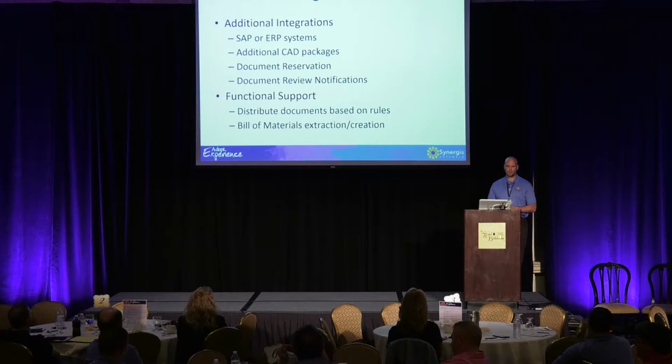Other functional support: you can distribute documents based on specific rules that you have. Some folks are bringing in documents to their system from multiple different vendors, and maybe they want to make sure that the document goes to a specific library that that vendor actually has access to. So we can distribute documents. Then there's some bill of materials enhancements. The one that we have in our current system is pretty plain Jane, but it does suffice for a lot of people. But we could actually enhance bill of materials as well.